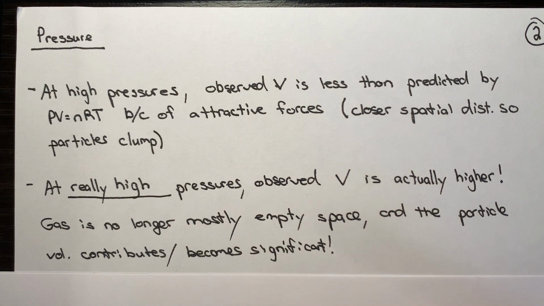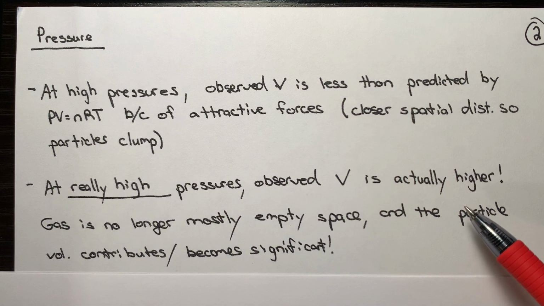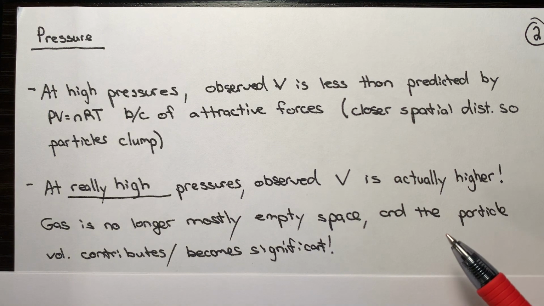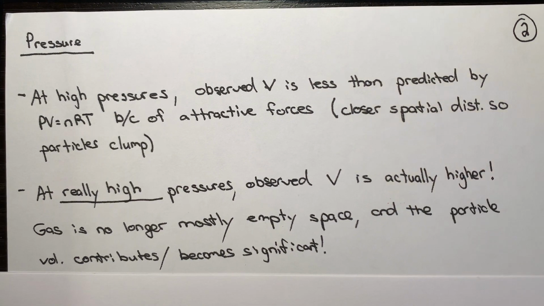And then things get a little weird, right? At really, really high pressures, like insanely high pressures, the observed volume is actually higher. This is a little tricky to think about, but at this point, the spatial distribution is so close that the gases are no longer mostly empty space. So now we have to start thinking about the fact that these gases do have volume themselves, and this volume becomes so significant that it actually contributes to the overall volume. Our textbook does a really nice job of firming up the second point here.